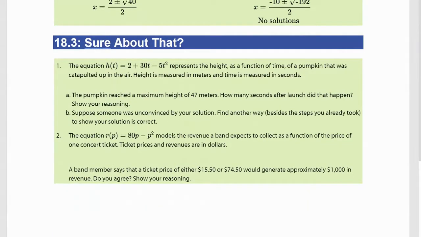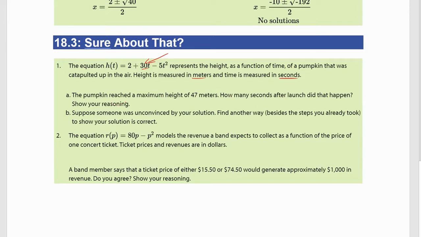All right, 18.3. Are we sure about that? Because we are apparently launching pumpkins at 30 meters per second. Yeah, meters per second. 30 meters per second is pretty fast. Like, that's 30 times 3, that's about 90 feet per second. That hurts. Stay away from that thing.